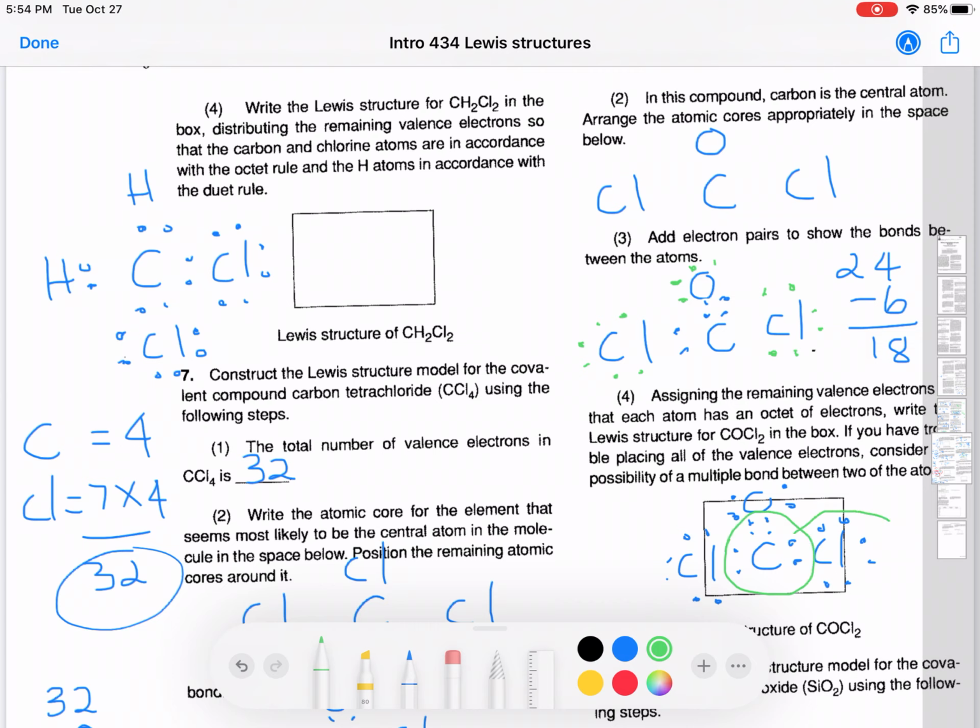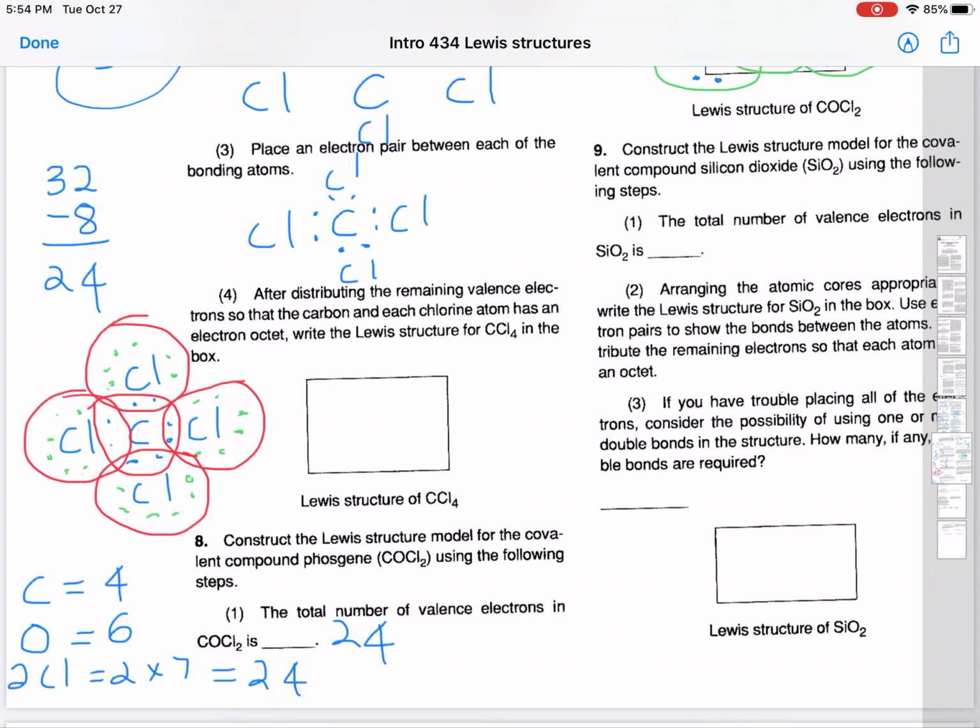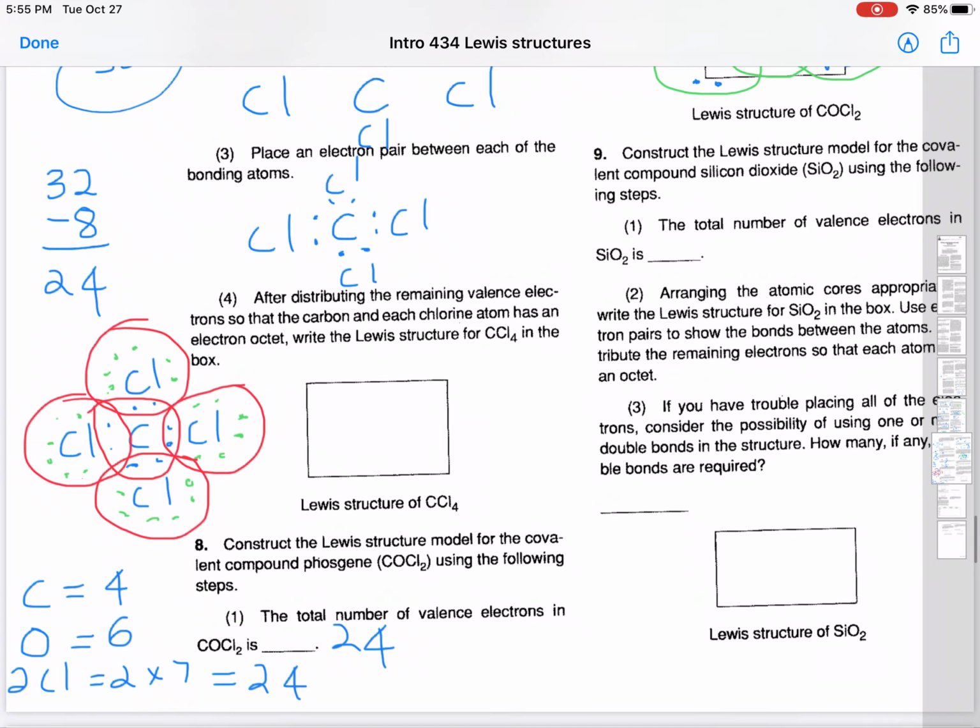That's the COCl2. And then the next one, construct the Lewis structure model for the covalent compound silicon dioxide, SiO2, using the following steps. The total number of valence electrons in SiO2. Again, the silicon is in group 4. So silicon, group number 4.